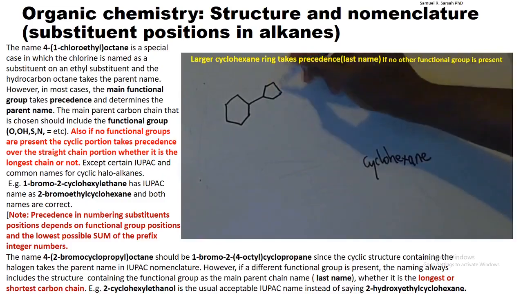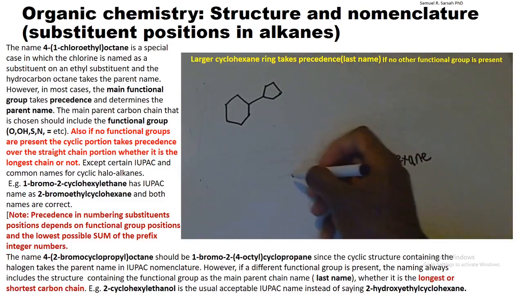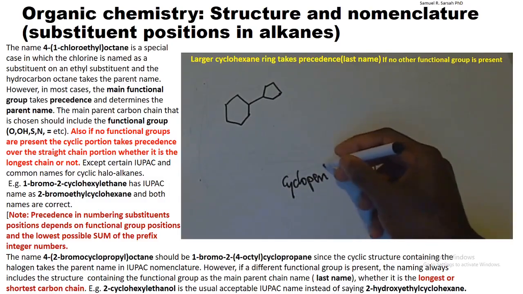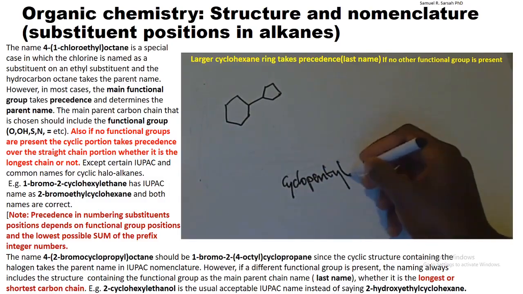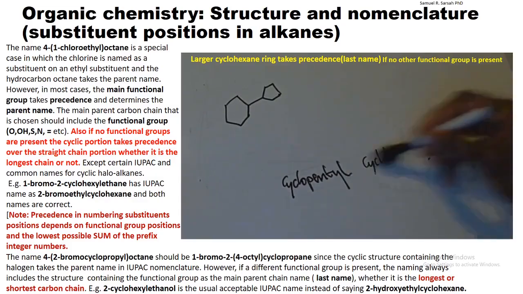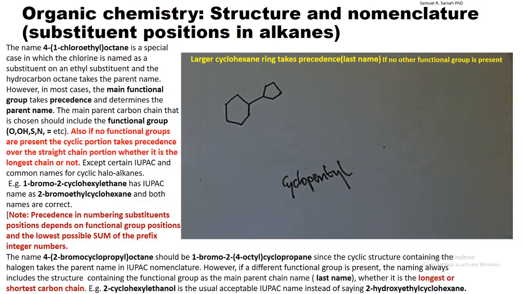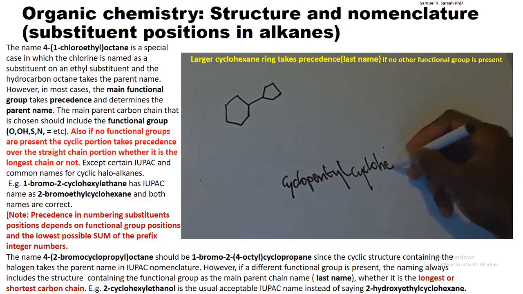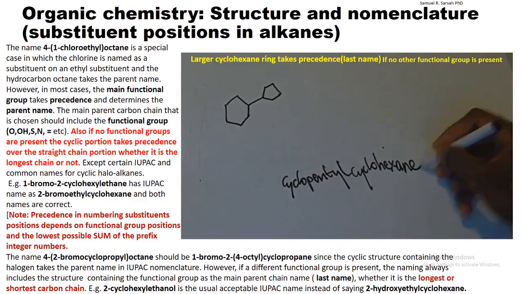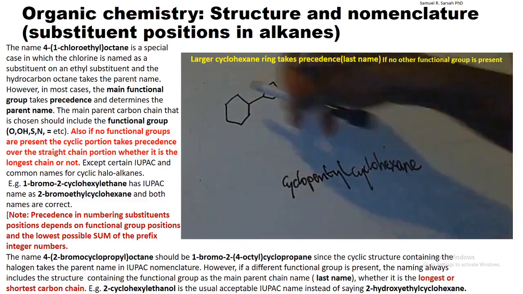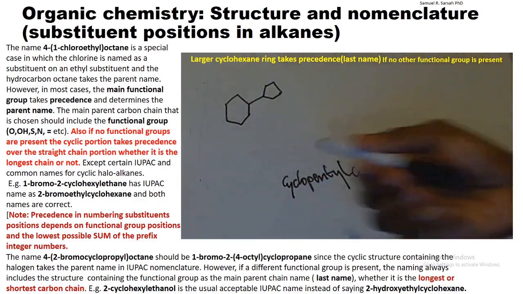Okay, that means this will be our substituent. So this will be cyclopentyl. So the name of this compound will be cyclopentylcyclohexane. Okay, so that's the name of this compound. The larger ring will take the parent's name.